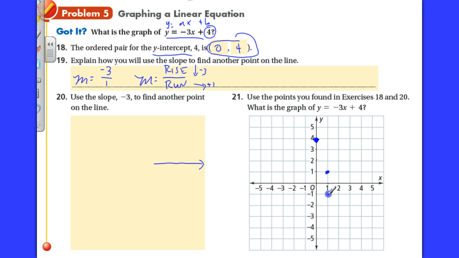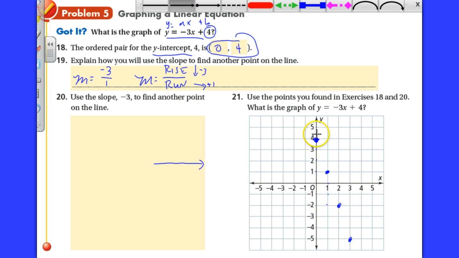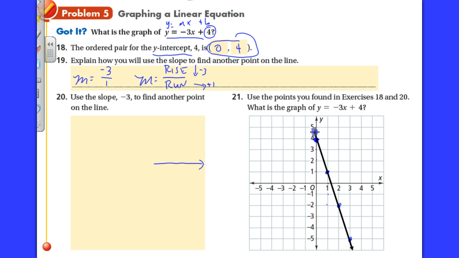I can do it again. Down 3, 1, 2, 3, over 1. Now take a straight edge, and please use a straight edge, as I will eventually take off points on a graphing quiz if you do not use a straight edge. That's really valuable for us that you do that. Okay, so this line represents all the solutions to the graph y equals -3x plus 4. That means if you picked any point that sits on this line and substituted in for these values of x and y, you would have a solution of that graph.